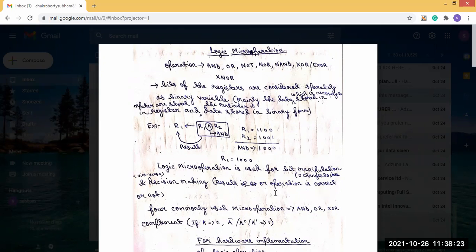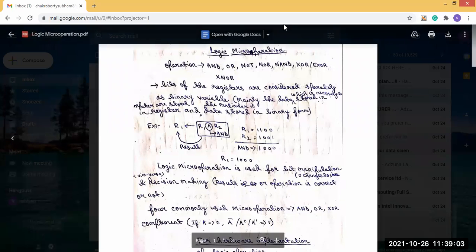Here, the bits of the registers are considered separately as binary variables. That means the data which is necessary to store in the computer is stored in a register, and it is stored in binary format.